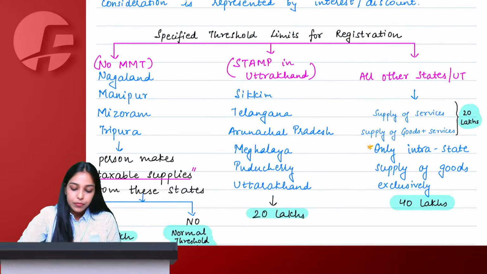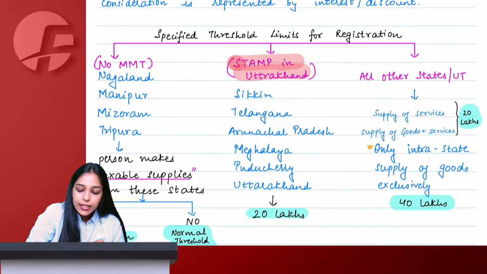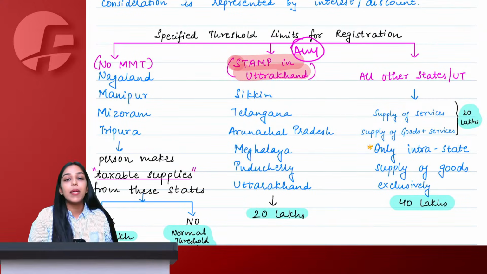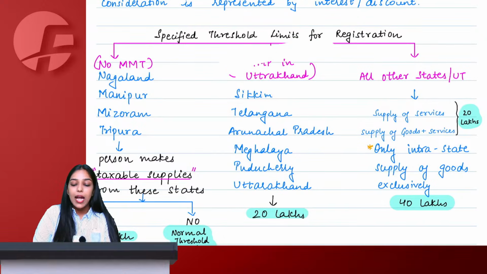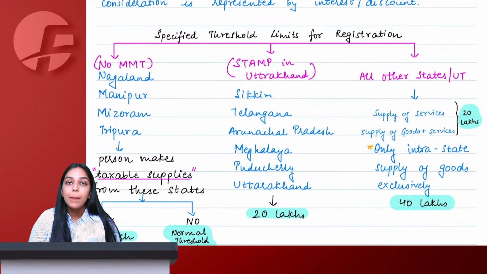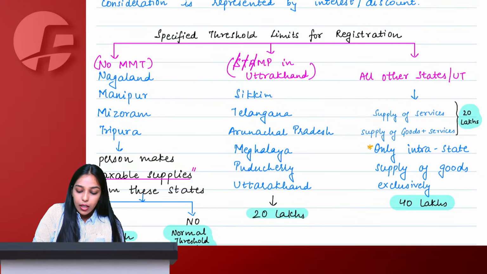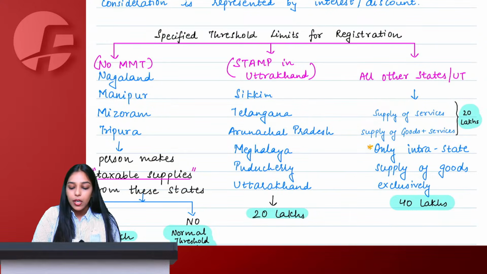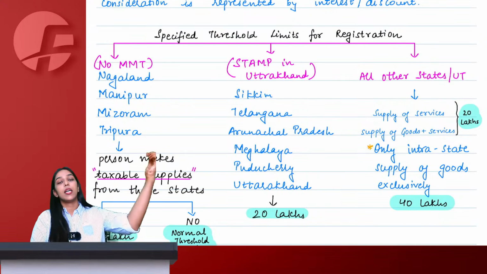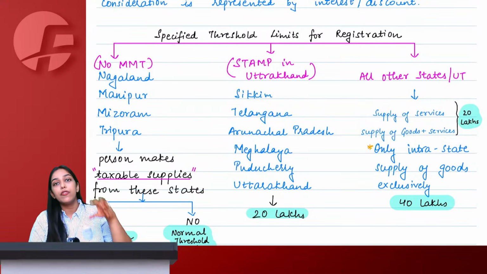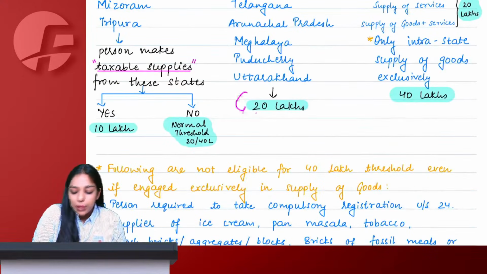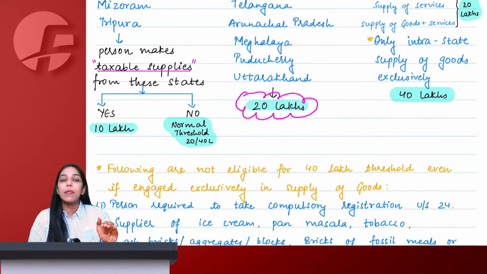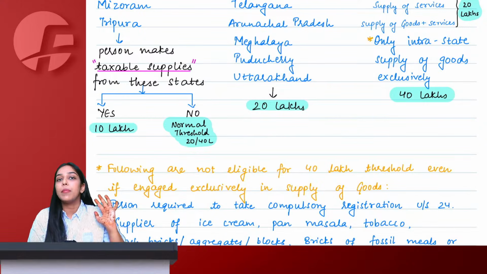Okay, ma'am. If you are making any supply, be it exempt supply, taxable supply, any kind of supply from Uttarakhand, Sikkim, Telangana, Arunachal Pradesh, Meghalaya, Puducherry, then the applicable turnover limit is 20 lakh. Any supply. Even if I am making exempt supply from Puducherry, then also my turnover limit will be 20 lakh only.